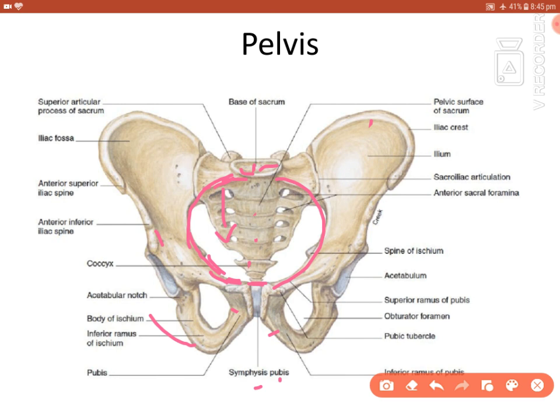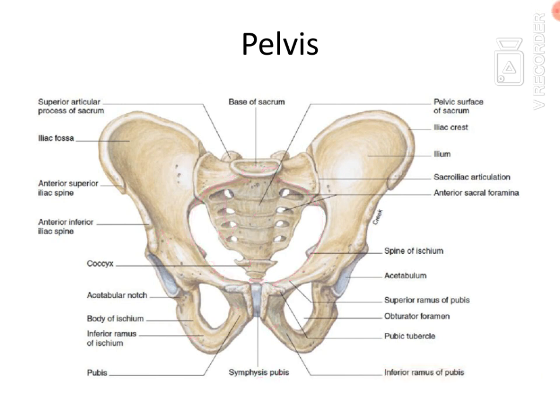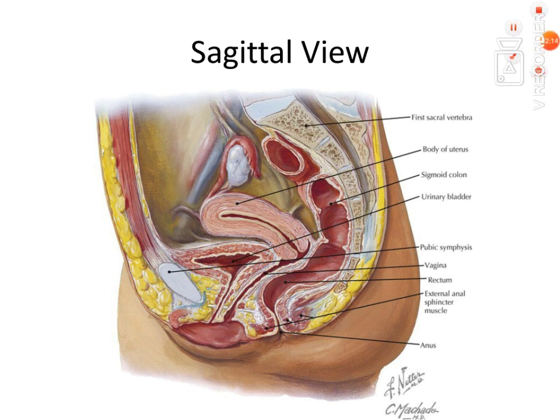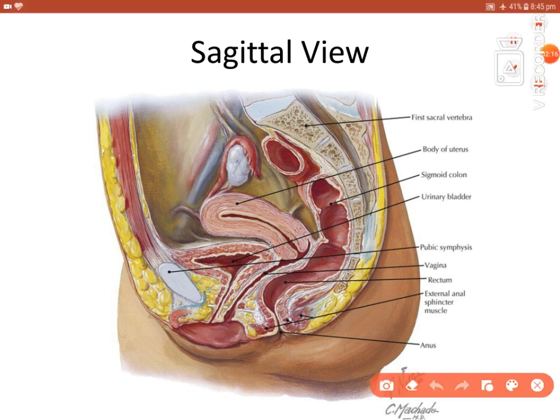So the location of the uterus is in the lesser pelvis, between the urinary bladder anteriorly and the rectum posteriorly. Here we are seeing the sagittal view of the female pelvis, with the pubic symphysis anterior and the posterior aspect here. You can see the sacrum, the coccyx, the rectum, the anal canal, the anal orifice, urinary bladder, urethra, and urethral orifice.